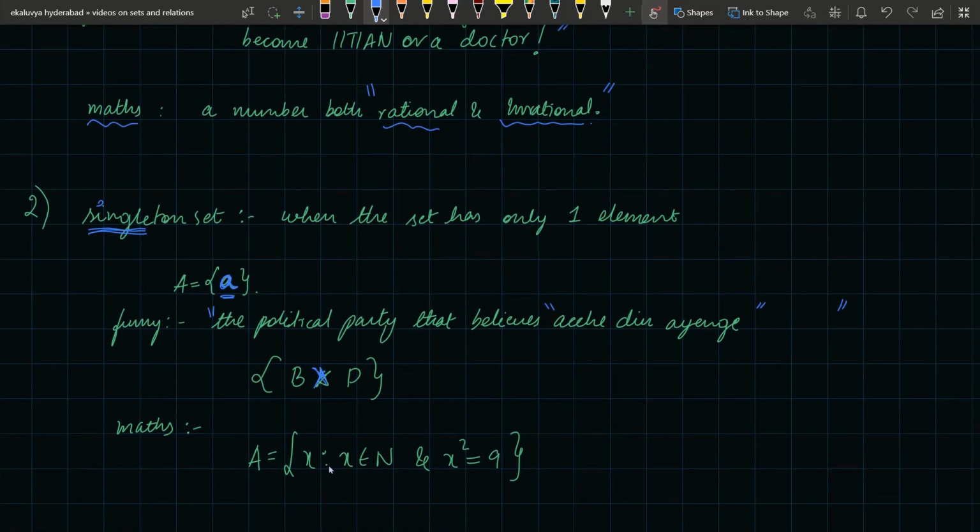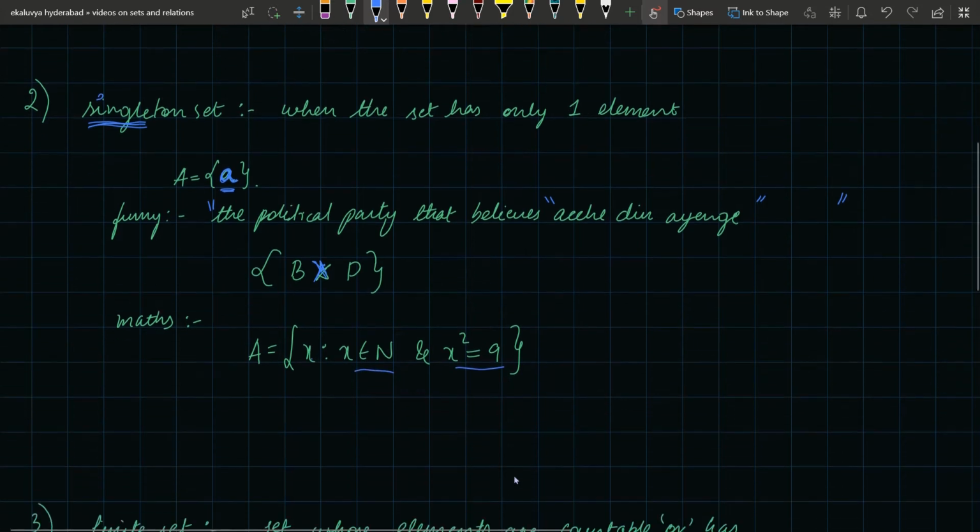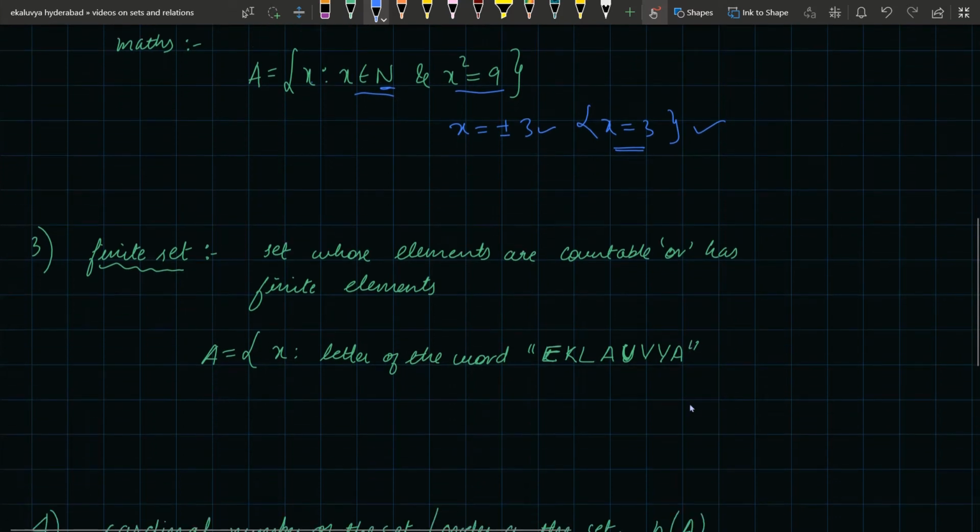Let's go to the mathematical example. If I give you the set builder form: x such that x belongs to the natural numbers and x square equals 9. We know x square equal to 9 has two solutions, plus or minus 3, but it says natural number, so only 3 will be considered. So x is equal to 3. There is only one solution in it, and that is a singleton set. This is an example of a singleton set. Singleton set means only one element will be there.